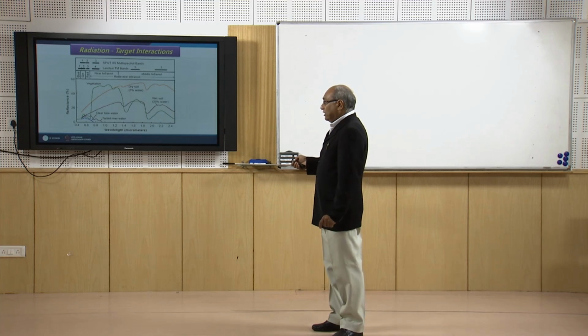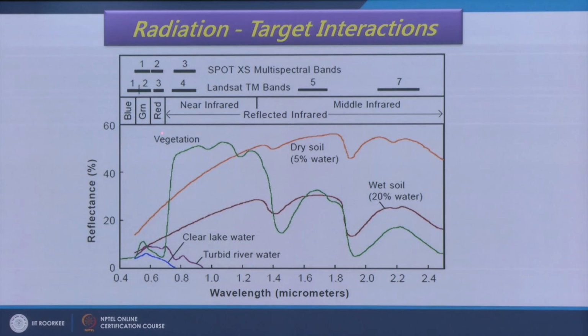widths were changed. Like in the case of Landsat TM bands, as you can see, bands 1 and 2 are in the blue and green part, 3 is in the red part, and then 4 has a much larger width compared to 3, and 3 has a very thin band compared to 1, 2 or 4. Because if one is looking at vegetation, then band 4 is the best in that sense.